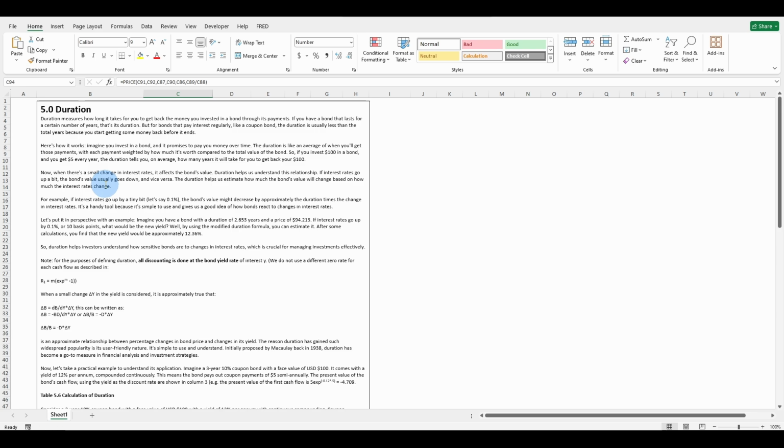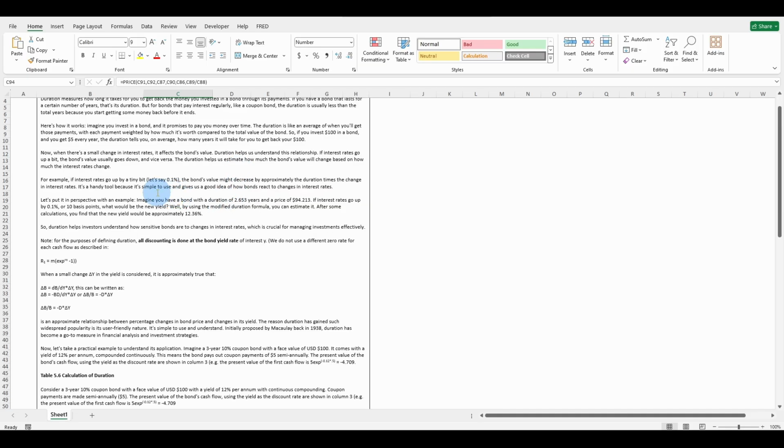When there's a small change in interest rates, it affects the bond's value. Duration helps us understand this relationship. If interest rates go up a bit, the bond's value usually goes down, and vice versa. The duration helps us estimate how much the bond's value will change based on how much the interest rates change. For example, if interest rates go up by a tiny bit, let's say 0.1%, the bond's value might decrease by approximately the duration times the change in interest rates.